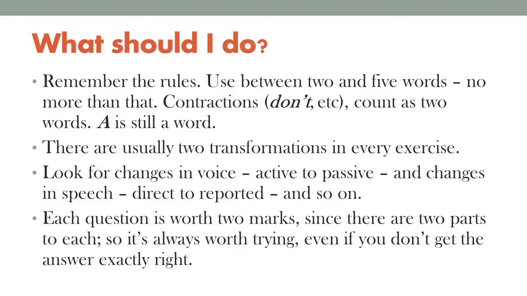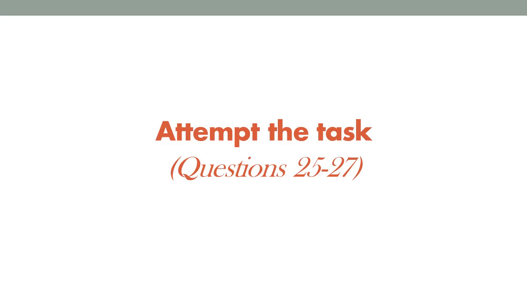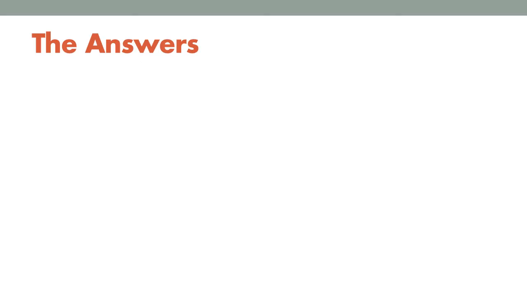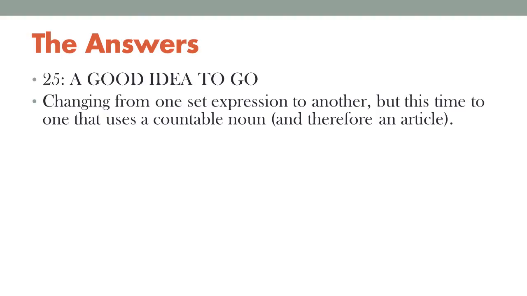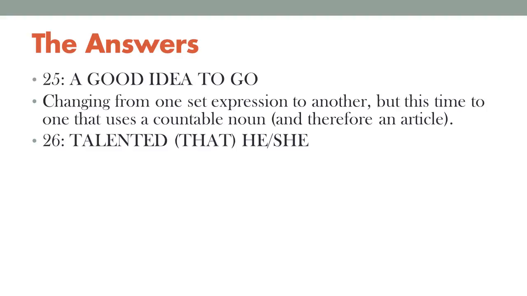But remember, it's always worth trying. So even if you don't get the answer exactly right, you might still be able to pick up 1 point if you were close. So let's have a look at a few of these. So let's look at some answers. First, number 25, we say a good idea to go. So we change from one set expression to another, but now that we're using the countable noun idea, we need to remember the article a.